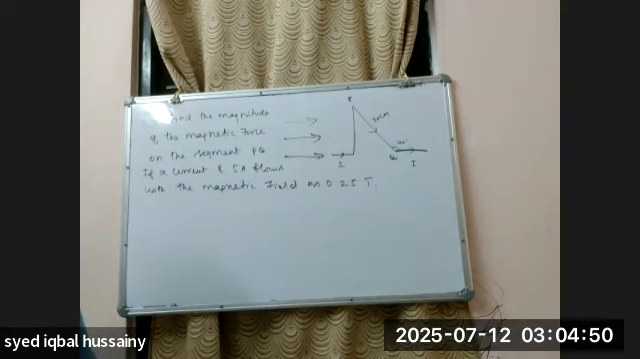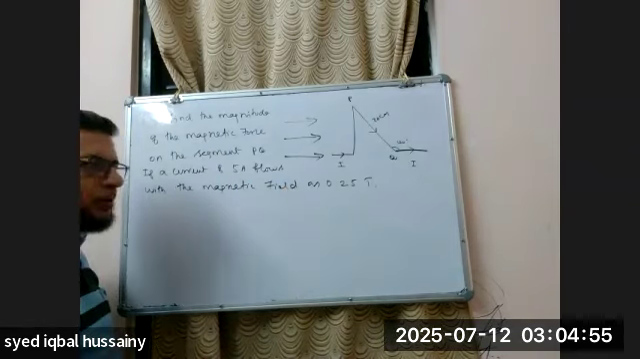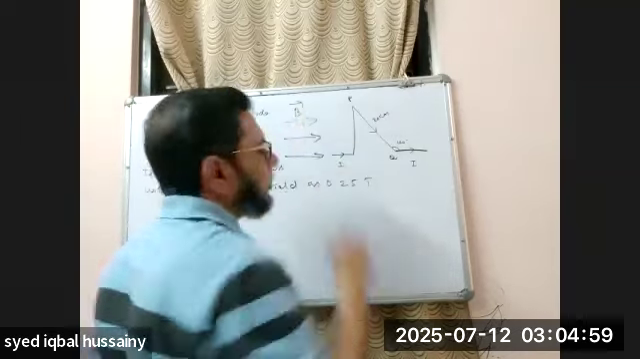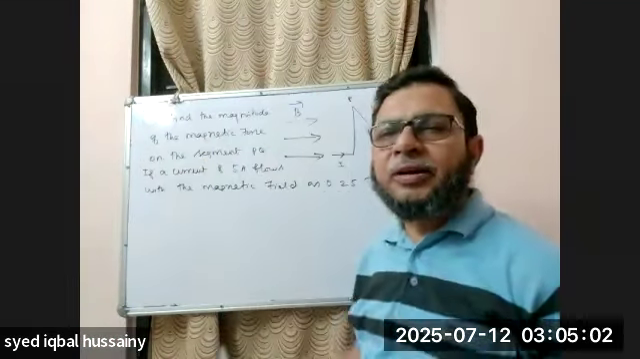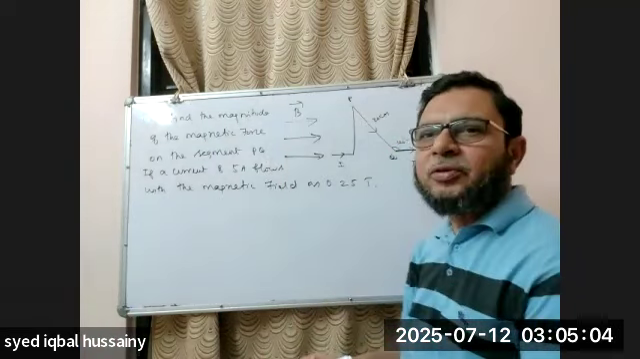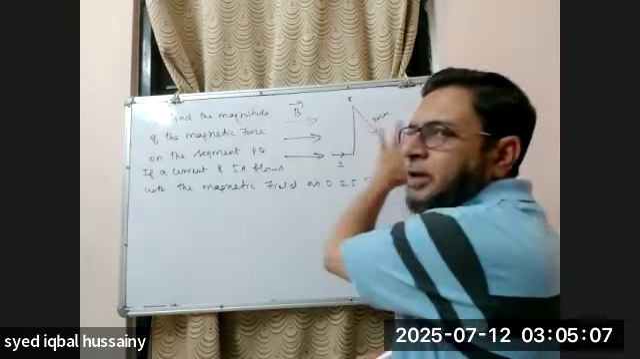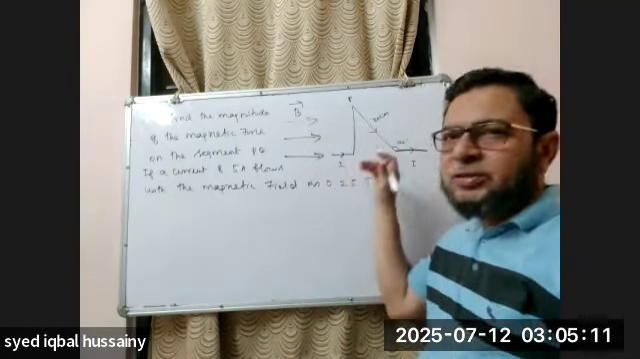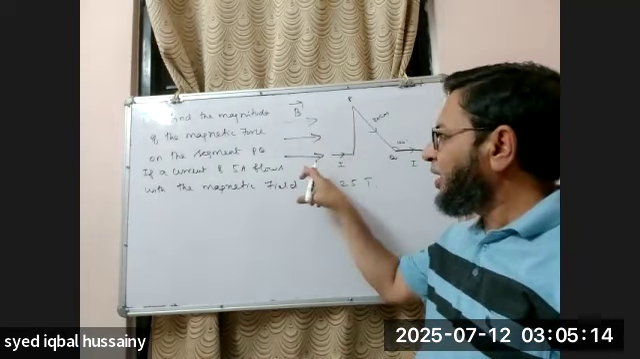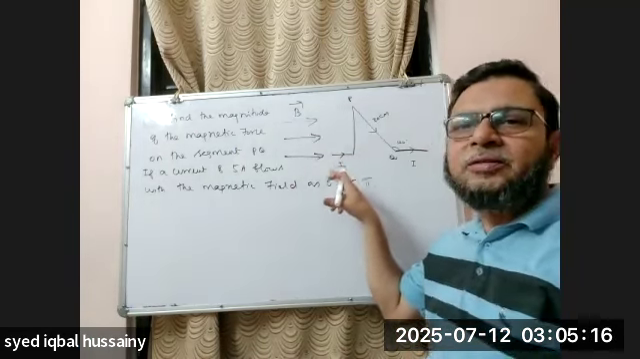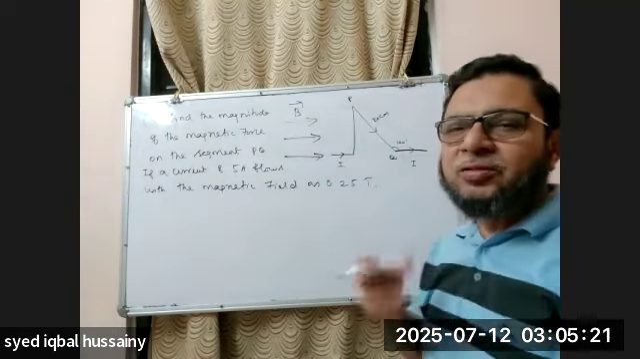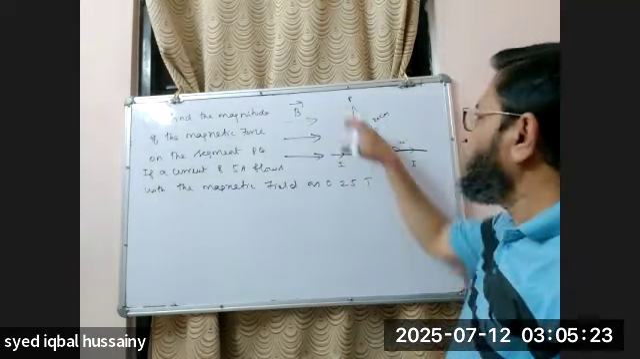Okay, so how to do this? Same formula we have to use. See, this arrow marks tells you the magnetic field direction. The magnetic field goes like this. In this conductor, the magnetic field and the current are parallel. So theta equal to 0 degree, sine 0, force is 0. Here also in this conductor, sine 0, force is 0.